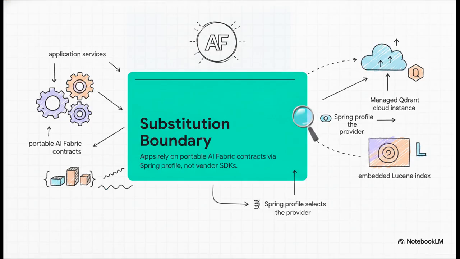Think of the AI Fabric contracts right there in the center of this architecture, kind of like a universal travel adapter. Your core business code simply plugs right into that adapter. Then, when you actually deploy the application, a Spring profile acts as the wall socket, selecting the specific provider. Your application genuinely doesn't know and doesn't care if it's talking to a tiny embedded Lucene index on a developer's laptop or a massive, distributed, managed QDRANT cloud instance in production. The core meaning and behavior stay exactly identical. It's literally only the deployment capability that changes.